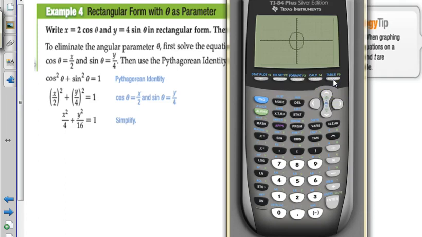What did we get? It looks like a circle. Is it actually a circle? If you did that zoom square, because zoom square takes and makes the scale the same both ways so that it's not stretched, you would see that it is an ellipse, okay? It's going 4 up, 4 down, 2 left, 2 right.